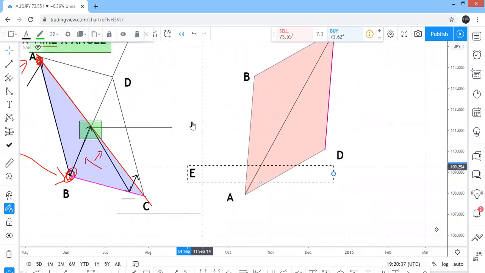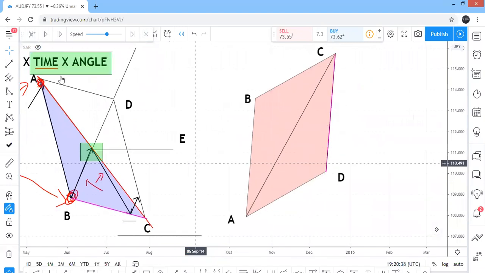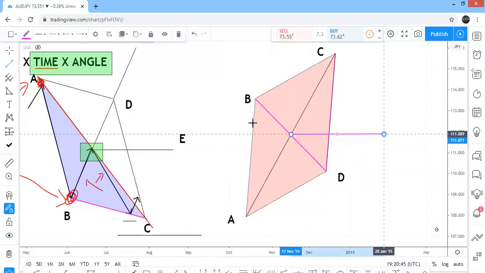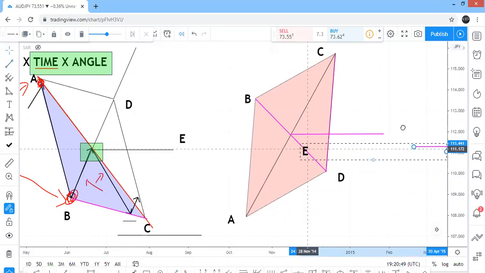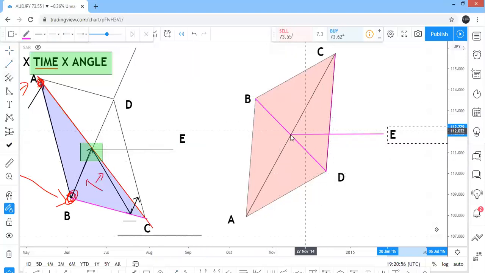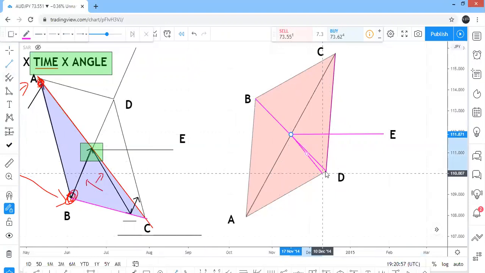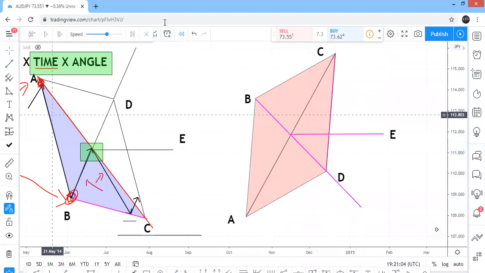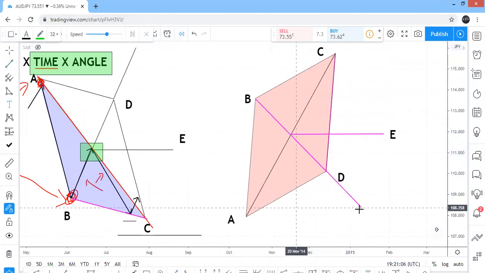Okay, how do we find E? We get a line, draw from B to D. It forms that pivot. That helps you find your E point. And then how do you find take profit 3? You copy the distance of E to D, and it forms D to the unknown. Bang. All right, so we have X down here.